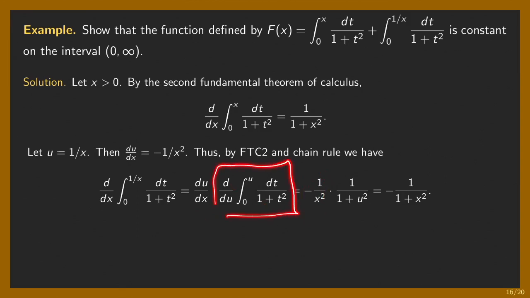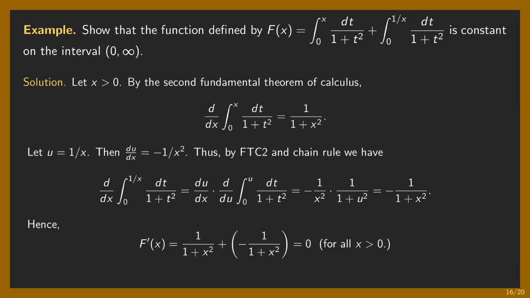Here the second fundamental theorem applies once again. It becomes 1 over 1 plus u squared. But what is u? u is 1 over x, so you put 1 over x here and square it. Upon simplifying, this is what comes out; you can just verify. Therefore, your derivative is 0 for all x greater than 0, and that proves that F is constant on the interval from 0 to infinity. Just try it: take F of 100, F of 200, F of 1 million, and you'll see the value is the same. Nice, right?